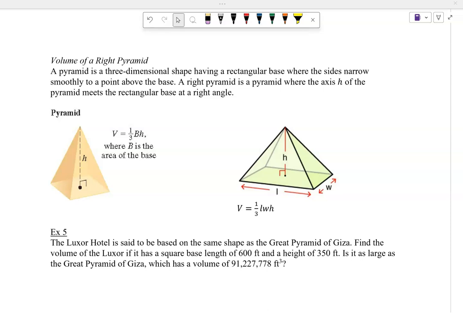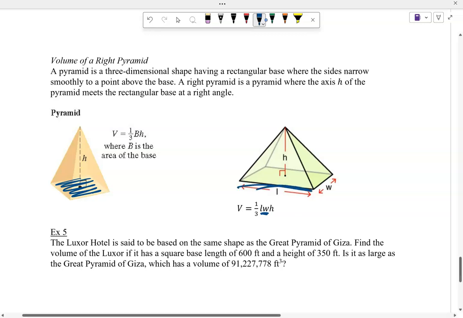Now, if we have a rectangular base that narrows smoothly up to that apex there at the top, then we'd have a pyramid, right? So we'll work with some right rectangular pyramids, being that the height goes right down to the middle. And we're just going to do the volume on these as well. So it's the area of the base, which we know is length times width, right? Because it's a rectangular base. And then times its height. So length times width times the height, 1/3 of that. That's our volume for a pyramid, okay?